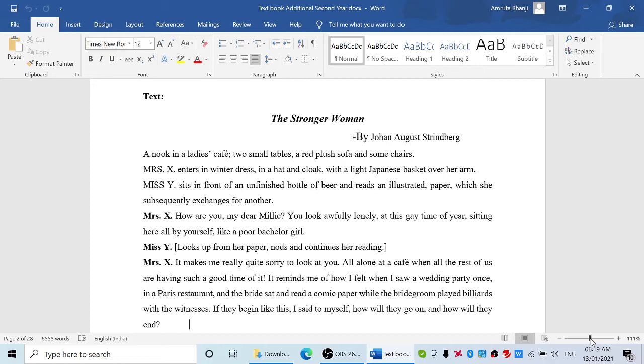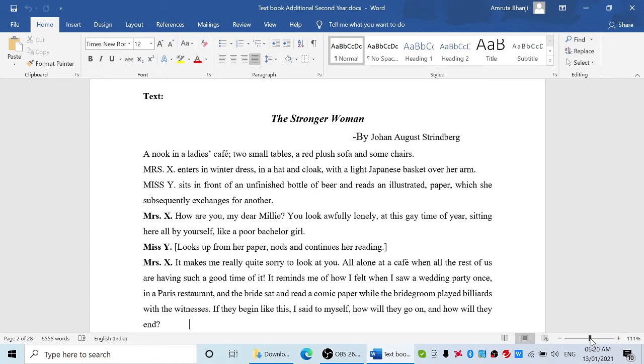So we'll read this text so that we can understand what actually happens in this one act play. Now you can easily tell that this is a one act play which has only one scene. There are only two characters, both women. Mrs. X is somebody's wife, we'll see who that fellow is, and Miss Y is the beloved of the same fellow. And the story happens in one ladies' cafe.